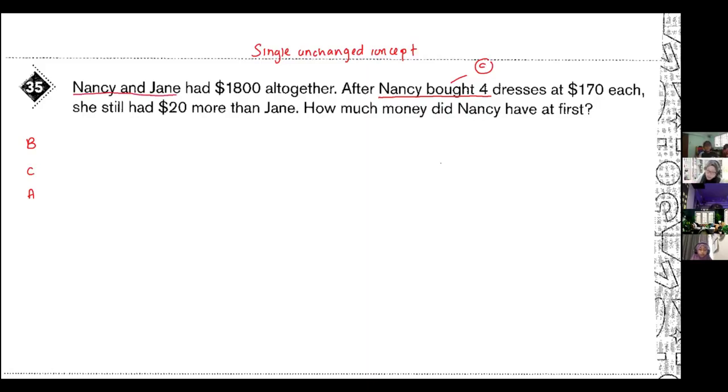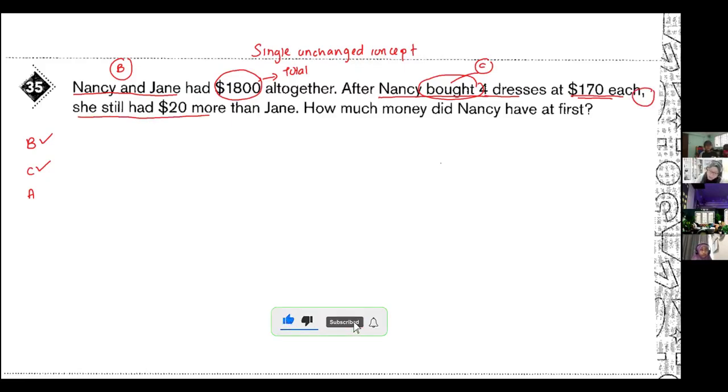So Nancy and Jane had 1,800 altogether. So this is their total amount that they have at first. So this is my before information. I have my before, I have my change. All right. Then after Nancy bought, as I mentioned, bought is a very important change keyword. Okay, so bought how many? She bought 4 dresses at $170 each. And then what happened? Can you see the comma? And then she had $20 more than Jane. So this is my after keyword. Okay, so I have my before, my change, my after.